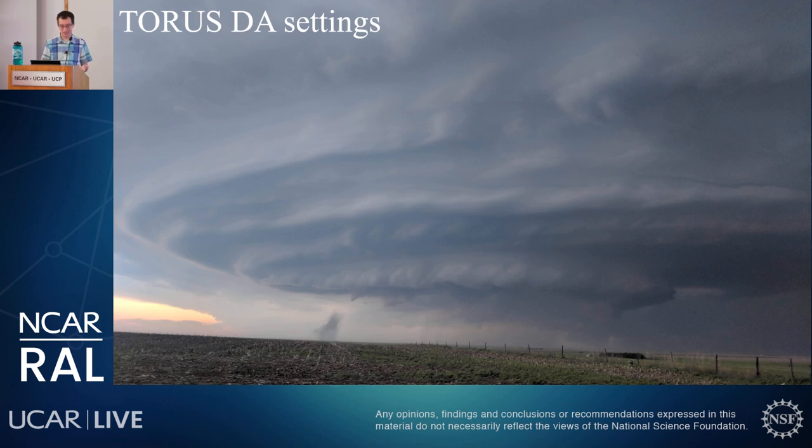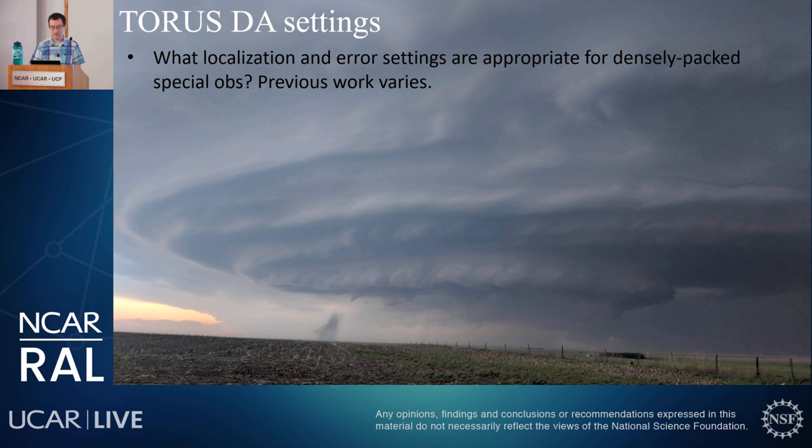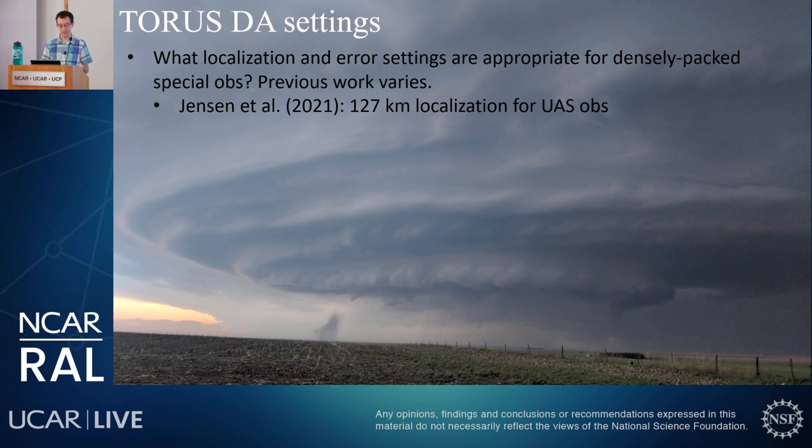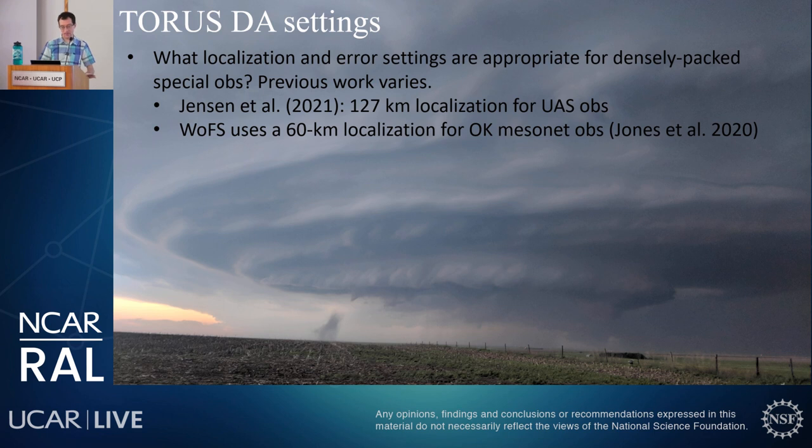So this comes to the big questions part here, things that haven't really been figured out too much yet, and that's how do we actually assimilate these field project observations. What are the best practices for doing that? There's been some previous work assimilating different field project data, and it varies a fair bit. Jensen et al.'s 2021 work from here at NCAR has a 127-kilometer localization for their UAS obs from LAPSE-RATE. Looking at WoFS, even though it's not field project data, it's pretty densely spaced with Oklahoma's MESONET observations, and those have a 60-kilometer localization, so less dense than the UAS obs, but a smaller localization.